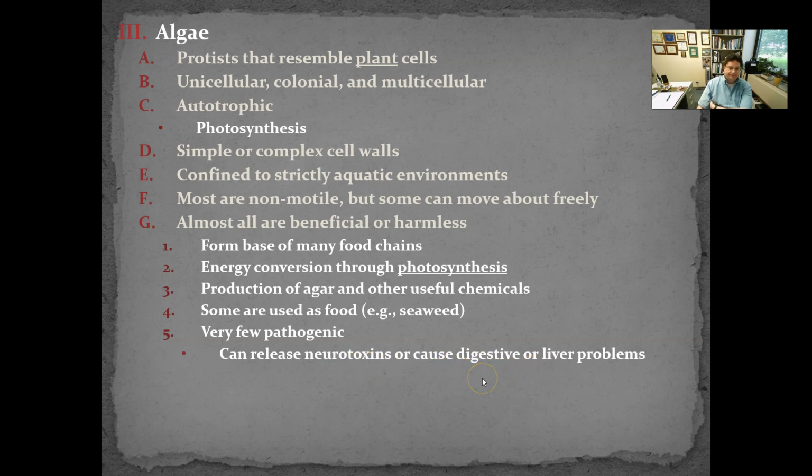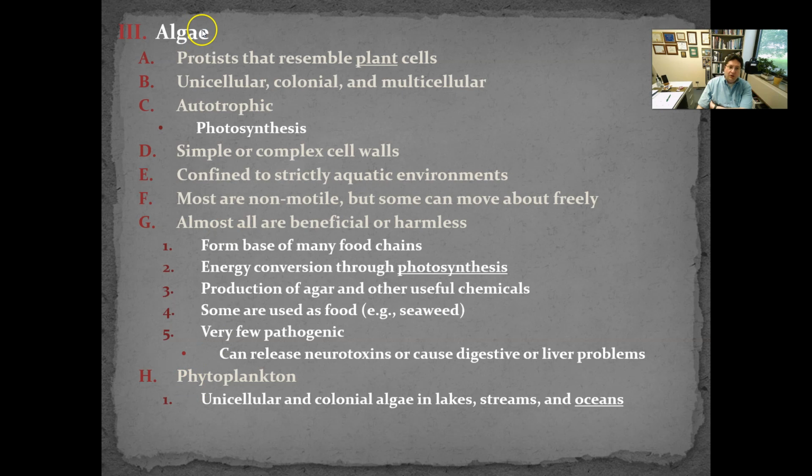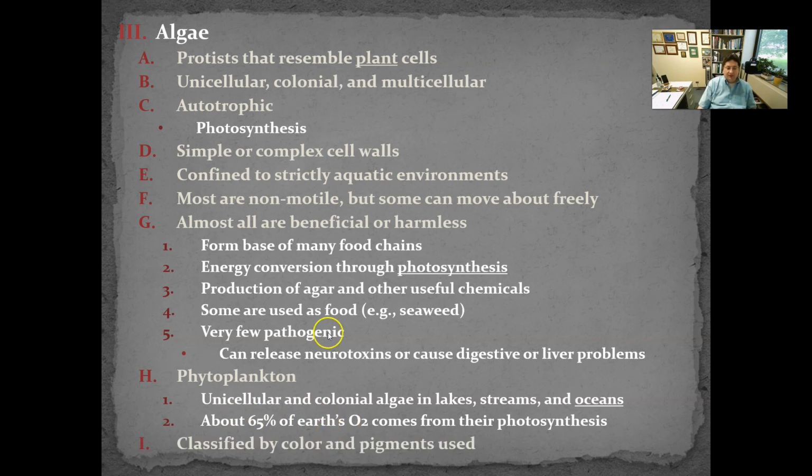Now, primarily in the oceans, we refer to single-celled and colonial algae as phytoplankton. Now, big multicellular algae we call seaweed. But the single-celled algae and the colonial algae in lakes, streams, and especially the ocean, we call phytoplankton. And they're responsible for making about 65% of Earth's oxygen through their photosynthesis. So that is an amazing amount of oxygen and a huge benefit of these organisms.